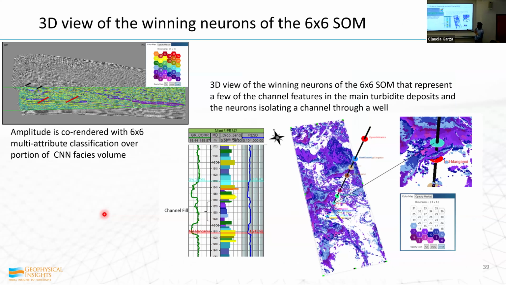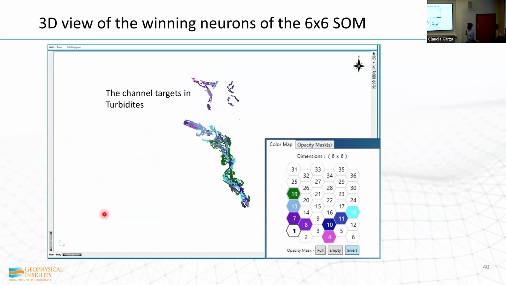So this is one test result showing the turbidite, which we are interested in, with the SOM, and also this deep learning AI tools. We can quickly define those turbidites in this data set. And also the channels. This is the channel target in the turbidite on the neurons.